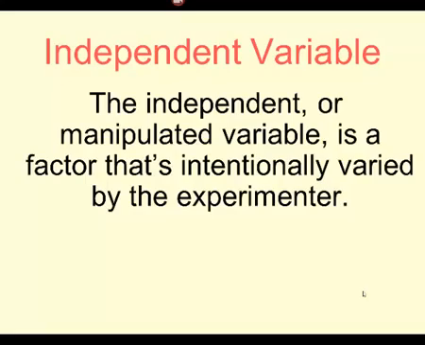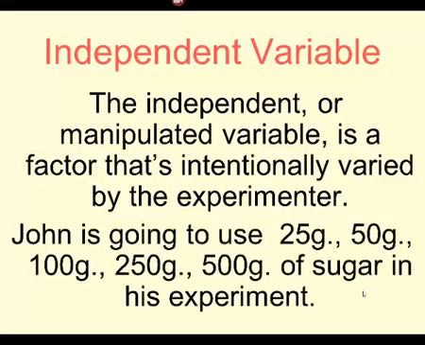So in this case, if John is saying, if I add more sugar to the bread dough, then the bread will rise higher, the one thing that he's changing in each one of his trials is the amount of sugar. So in this case, he's going to use 25 grams, 50 grams, 100 grams, 250 grams, and 500 grams of sugar in his experiment.